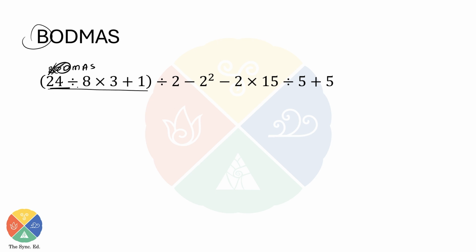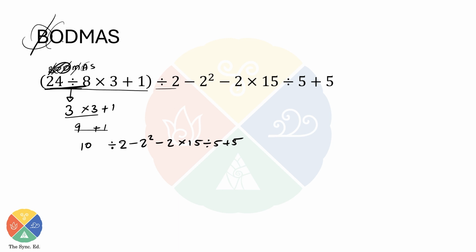Division does exist. There is a division here. So 24 divided by 8, you will get 3. Copy paste everything else. Division is done. Multiplication is there. 3 into 3 is 9. Copy paste everything else. Multiplication is done. Now addition is there. 9 plus 1 will give you 10. That's it. Now copy paste everything else. Divided by 2 minus 2 square minus 2 into 50 divided by 5 plus 5.